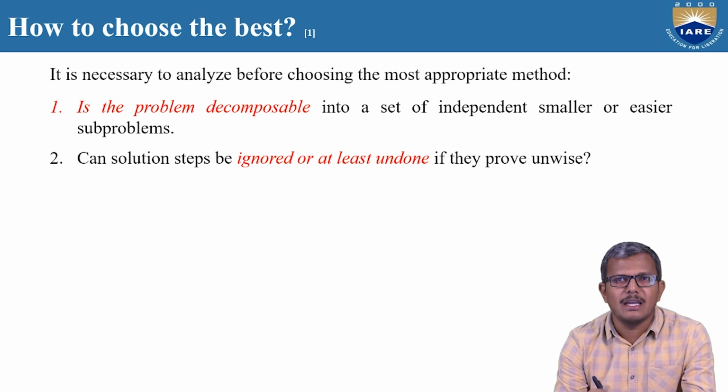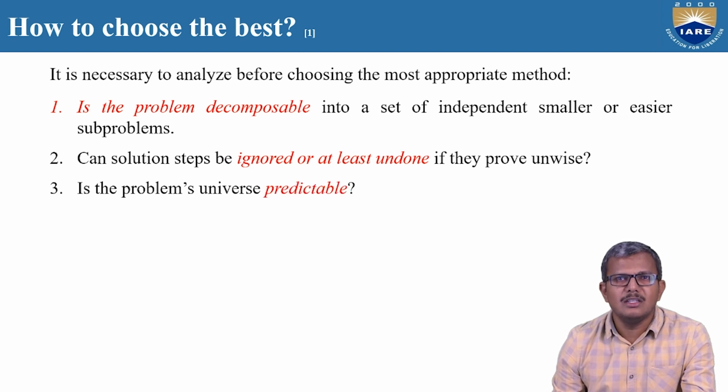So the second characteristic of the problem is whether the solution steps can be ignored or undone. And the third one is: is the problem universe predictable? What do you mean by predictable? It means: are we able to predict what will be the next step? While solving a particular problem, think that you are in a particular state. What will be our next step after applying a particular rule or operator? Is it possible in real world scenarios to predict the next coming step? That also we need to consider.